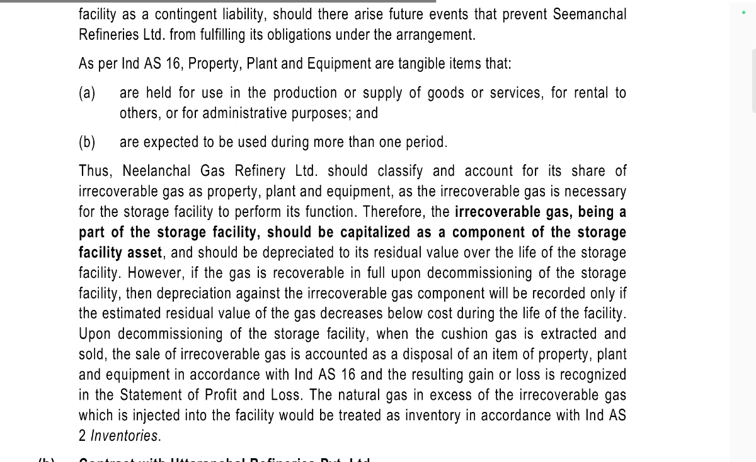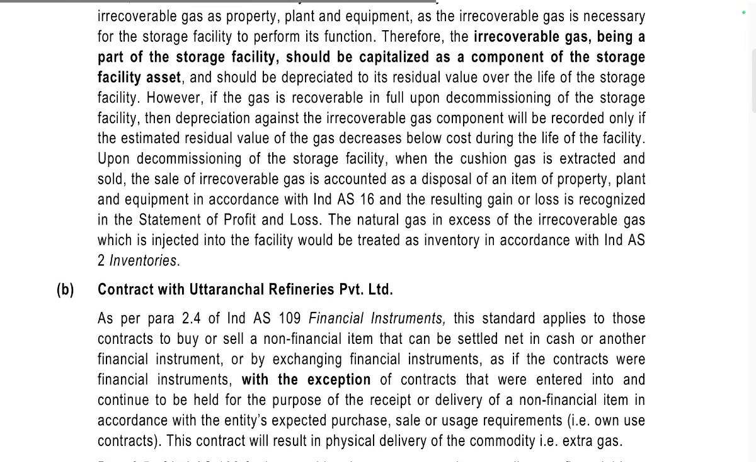Upon the decommissioning of the storage facility, when the cushion gas is extracted and sold, the sale of irrecoverable gas is accounted for as disposal of an item of property, plant and equipment according to Ind AS 16, and the resulting gain or loss is recognized in the profit and loss account. The natural gas in excess of the recoverable gas which is injected into the facility would be treated as inventory according to Ind AS 2, Inventories.